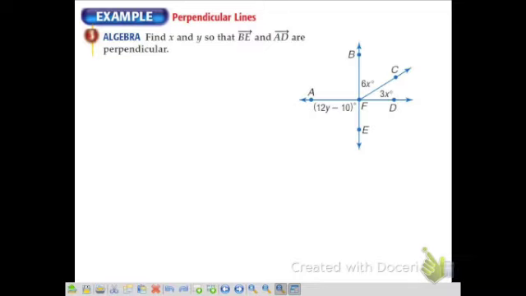In this problem, we want to find x and y to make this perpendicular. So what we should recognize here is that these two angles come together to give me 90 degrees, so that 6x and that 3x are going to be equal to 90, and we would just solve our equation there to find x. We would do the same thing with the 12y minus 10 to set it equal to 90 degrees to make it perpendicular.